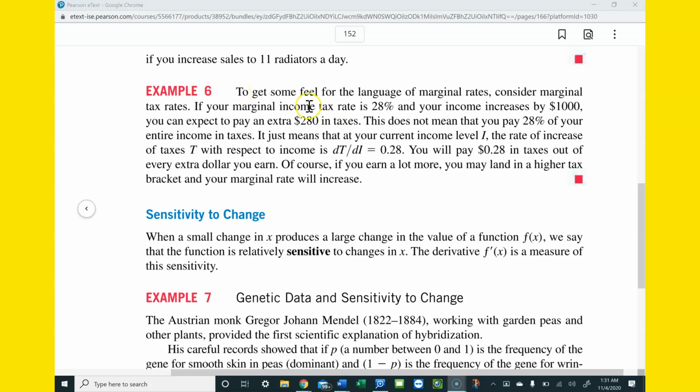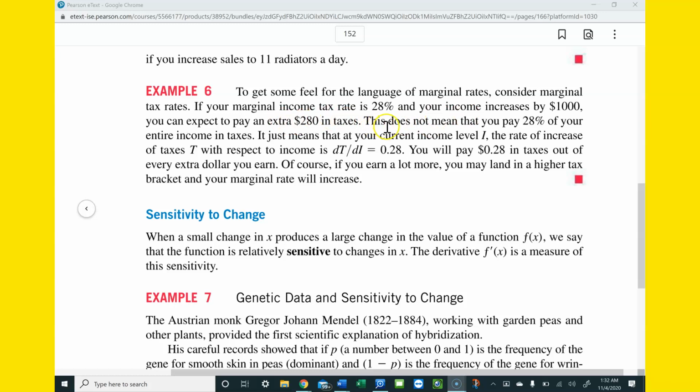Example 6. This is not going to be a happy example because it's about taxes, and we don't like them. To get some feel for the language of marginal rates, consider marginal tax rates. If your marginal income tax rate is 28% and your income increases by $1,000, so that means that marginal income tax rate is like how much your tax is going to go up whenever your income goes up. So if 28% is that marginal tax rate, then if you make an extra $1, you're going to pay an extra 28 cents in taxes. If you make an extra $1,000, you're going to have to pay an extra 28% of that 1,000, which is going to be about an extra $280 in taxes.